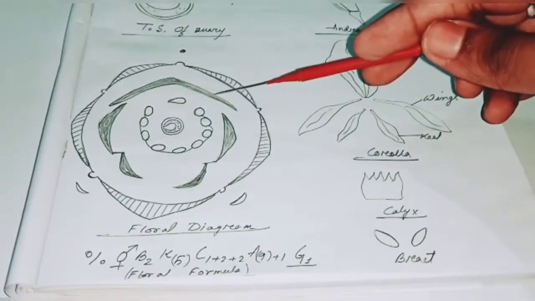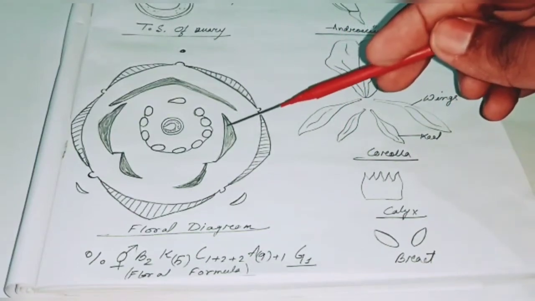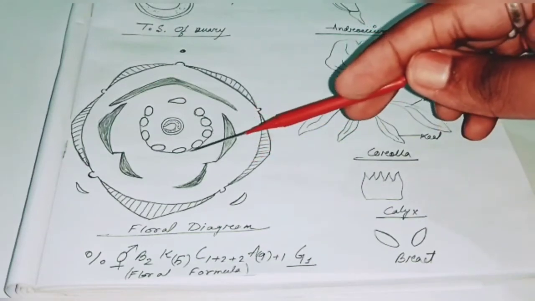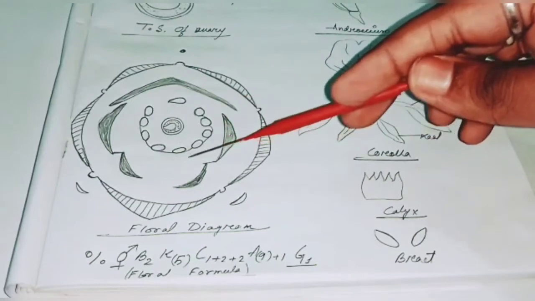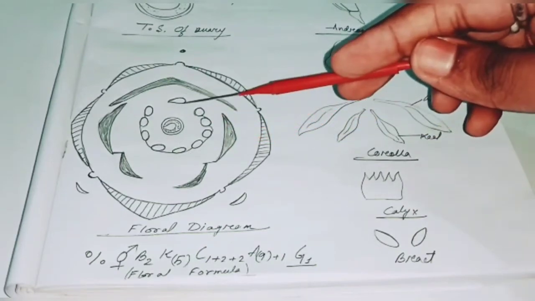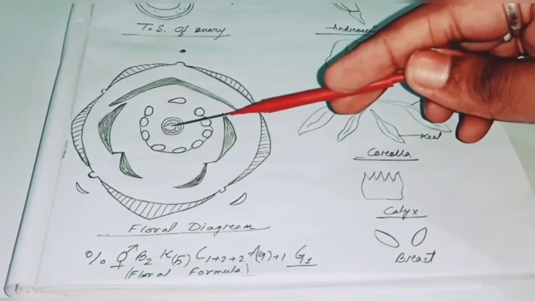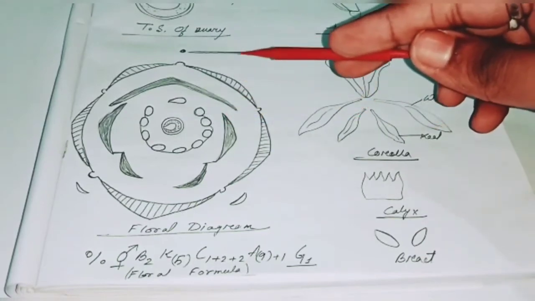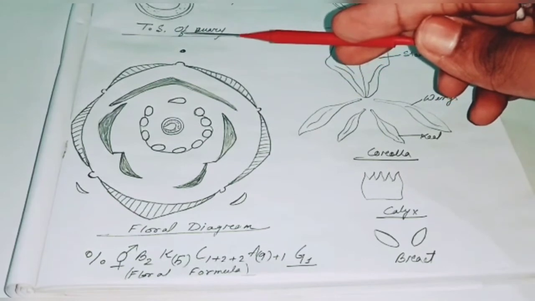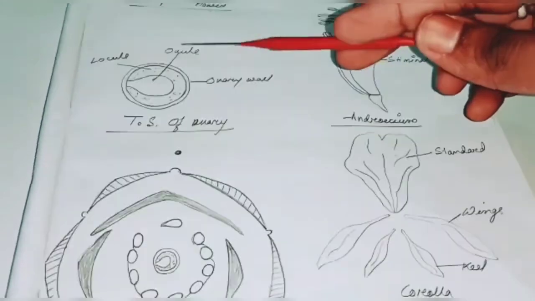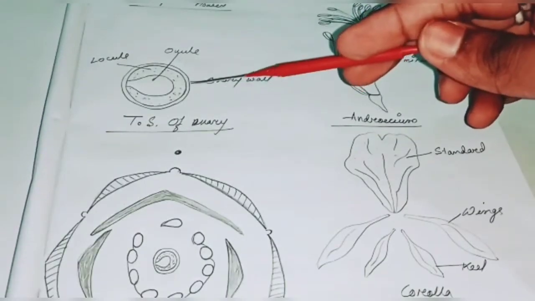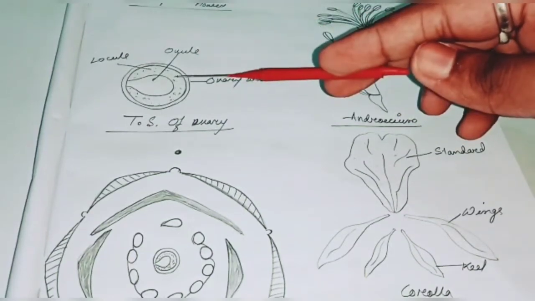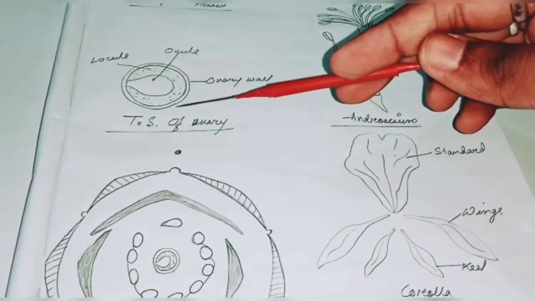It is the standard, the long and bigger one. It is a wing and it is a keel, and 9 stamens are united and 1 stamen is free. This is the ovary. It is the micropyle. Now the TS of ovary. You can see it is a TS of ovary. It shows the ovary wall, ovule, and locule.